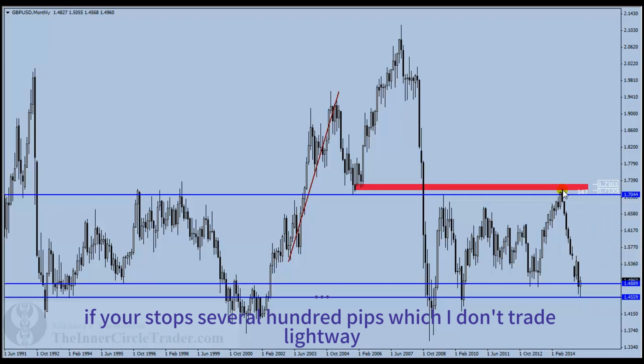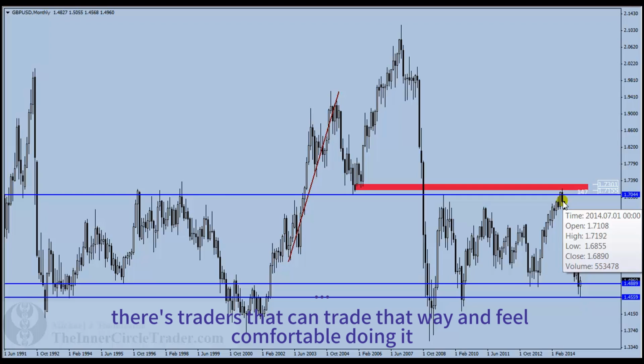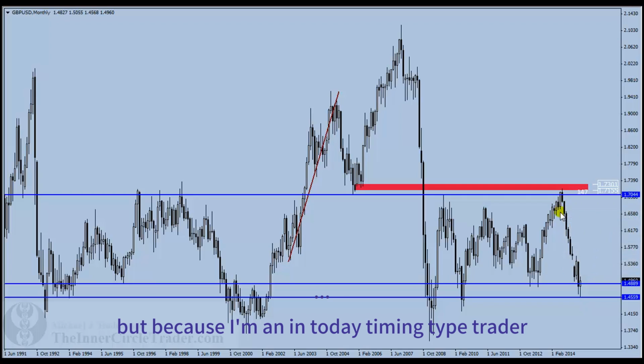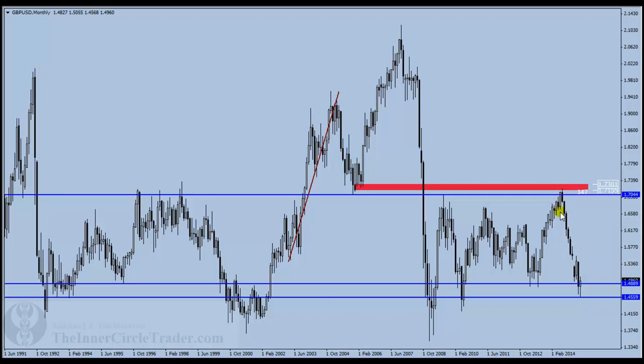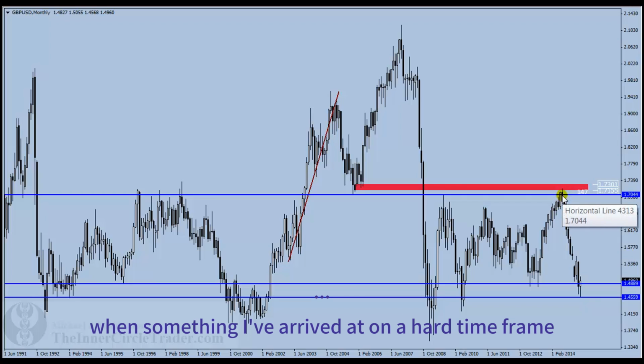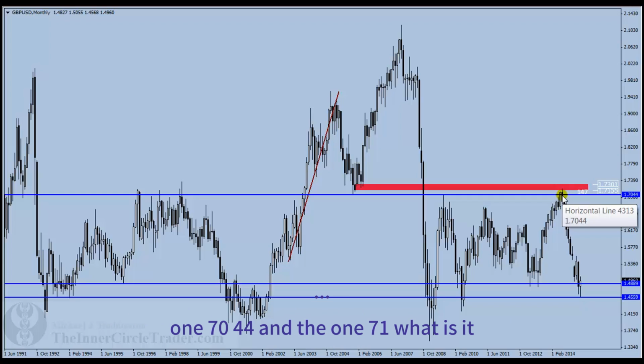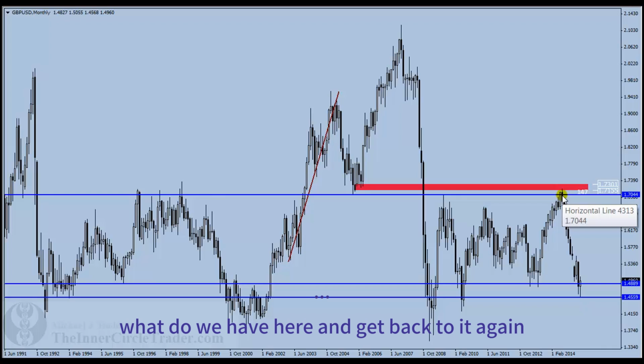What is it? What do we have here? Get back to it again. 171.92. That's a significant difference in terms of overall risk exposure, and in deference to the pips that's necessary for your stop. But what I'm drawing your attention to is looking at price in a way that will give you the understanding that's necessary to flesh out areas of anticipation when we anticipate price.